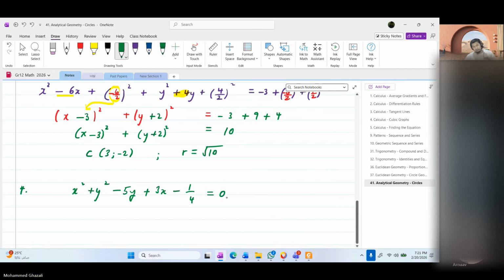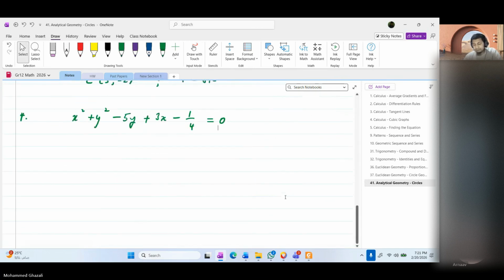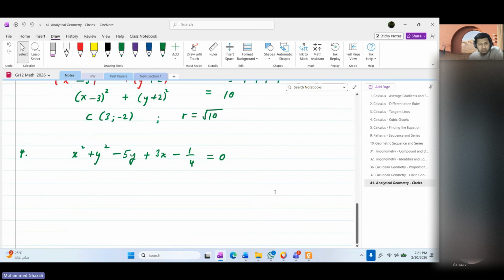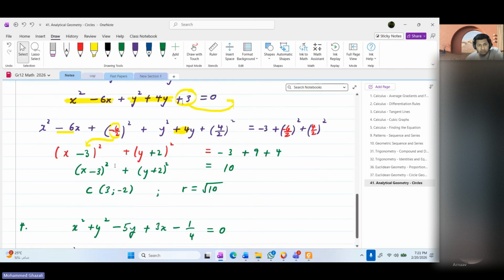Right, that's what I have. Now, let's complete the square for this. Completing the square, we need to group the x's and group the y's, right? So x squared plus 3x goes together. Now, by the way, you're supposed to ask me how to complete the square here, so let me show you where the completing the square part is.